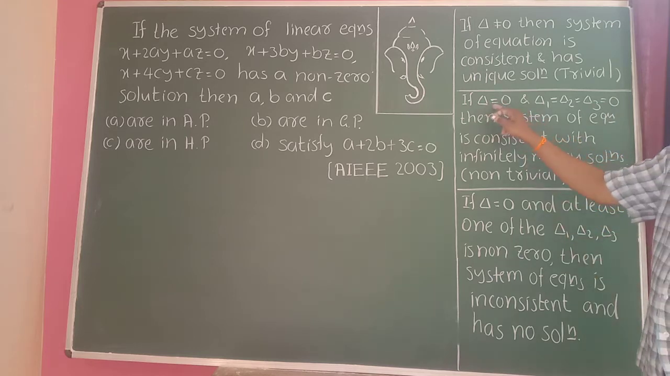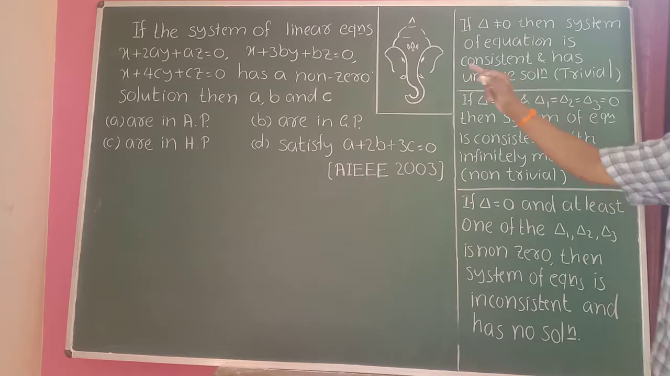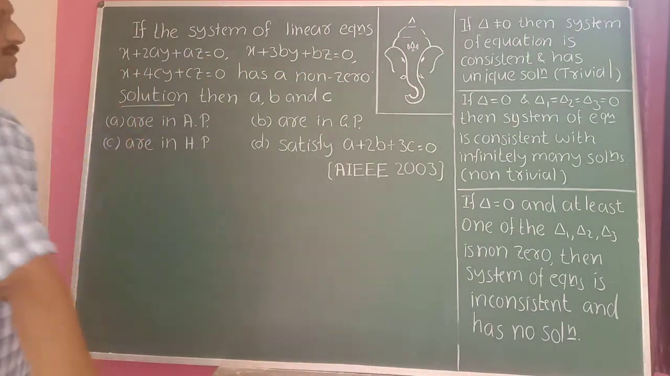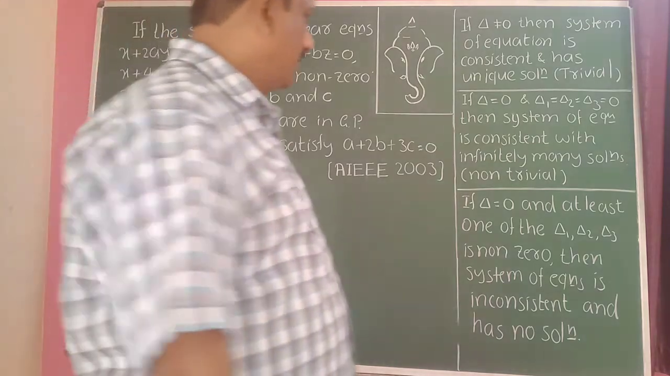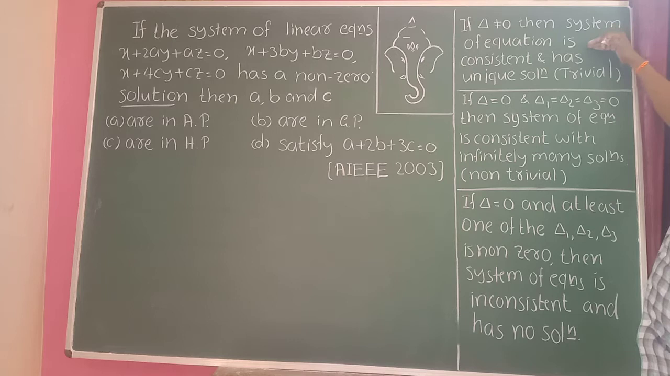Then obviously delta is equal to 0 because it has infinitely many solutions. They are already given here. The system has a solution here. Okay, therefore only two cases are there: the system has a unique solution, and the system has infinitely many solutions.